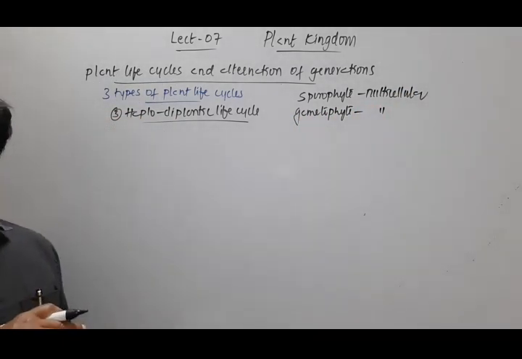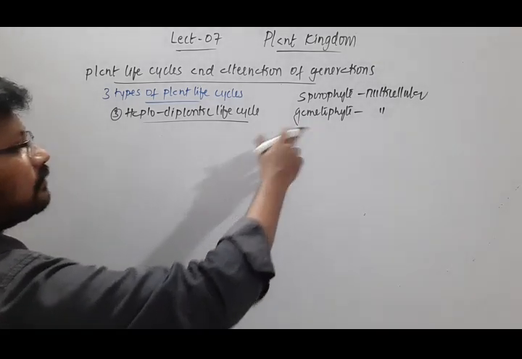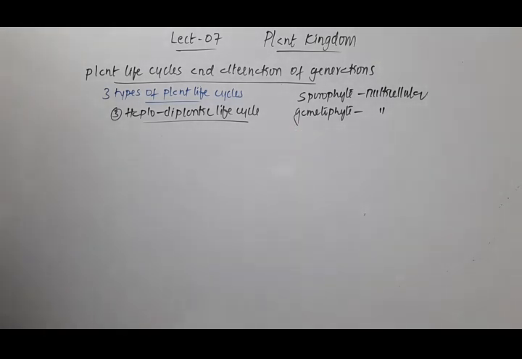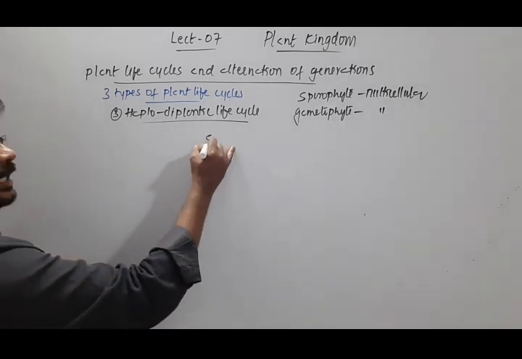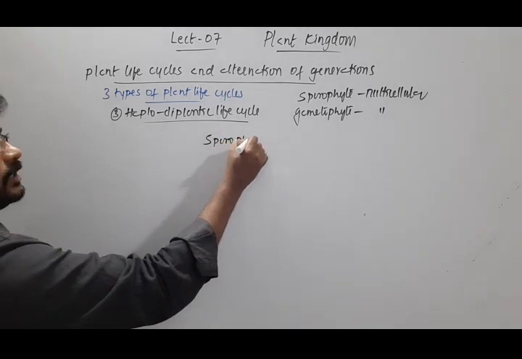We have seen in earlier cases, if the sporophyte is multicellular, the gametophyte is one-celled or few-celled, and if the gametophyte is multicellular, the sporophyte is single-celled. But in the haplodiplontic life cycle, you will find both the phases are multicellular. So let's see this life cycle.